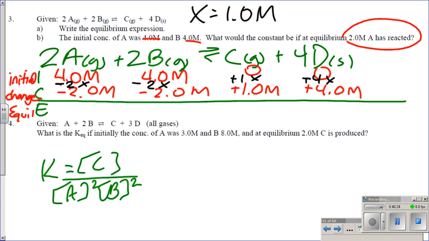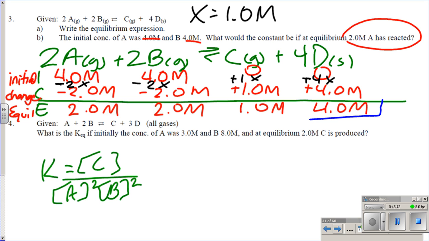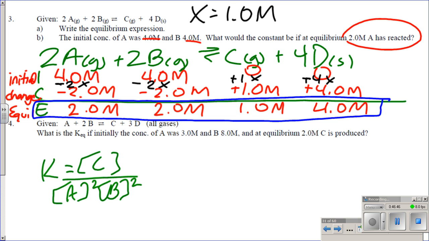At the end, at equilibrium, you have 4 minus 2, so 2 molar, 4 minus 2, 2 molar, 0 plus 1, 1 molar, and 0 plus 4, 4 molar. These are the only important numbers at this point in time, the ones at equilibrium, these values here, because this is what you plug into K.